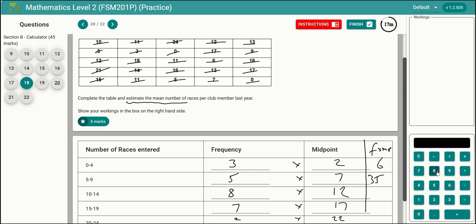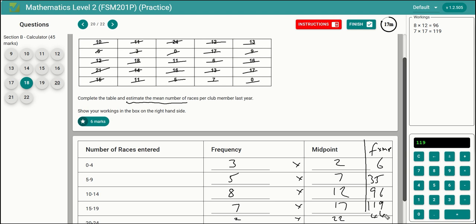I don't like my 12 times table very much. 8 multiplied by 12, that is 96. 7 17s, that's definitely forgivable to use a calculator for this one. 7 multiplied by 17 is 119, and 2 22s are 44.